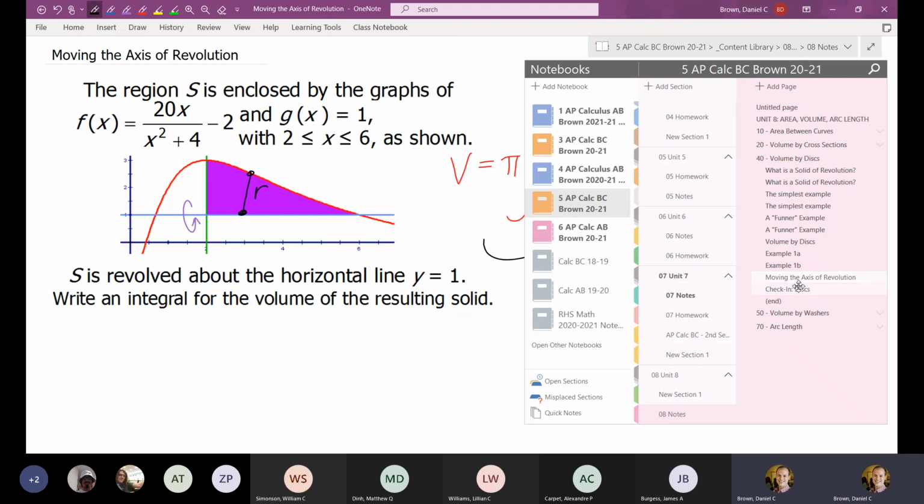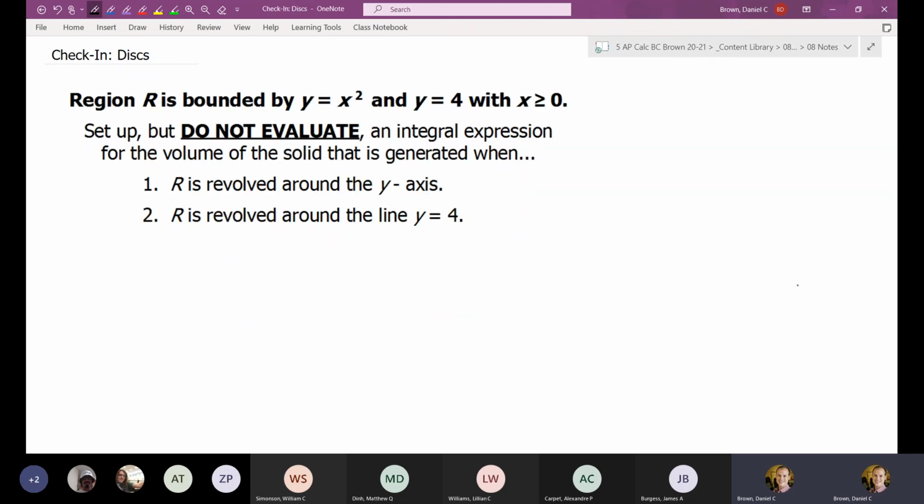All right, last slide. Try those two on your own. You should be able to figure out the region. As you're graphing it, take note that I'm only focusing when x is greater than or equal to 1. Sketch the region, and then try numbers 1 and 2.